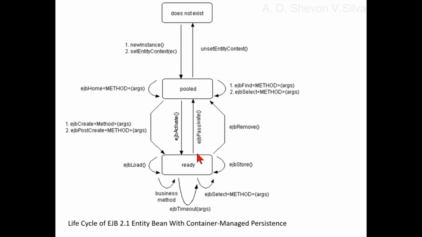the following occurs for a removed entity bean. The ejbRemove method is invoked. To transition from the pooled state to the does not exist state, the unsetEntityContext method is invoked.